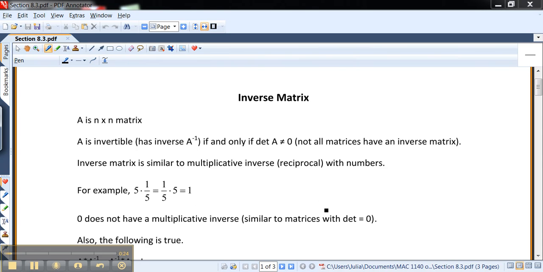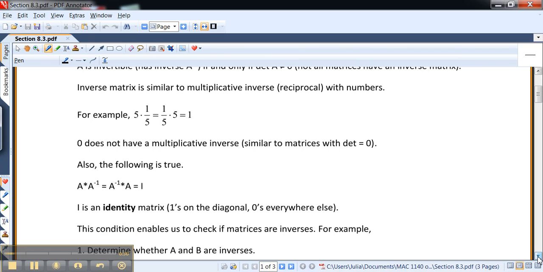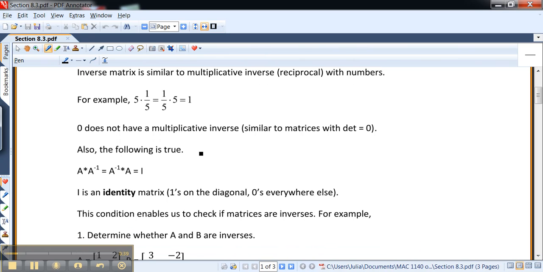And not all matrices have inverses. For example, the ones that have determinant equal to 0. It's similar to the number 0. They do not actually have inverses. However, for those that do, this would be true.